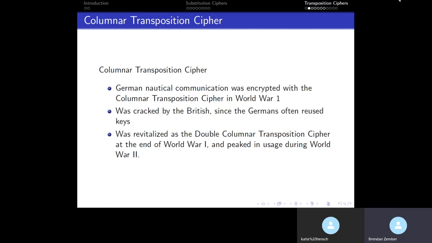So eventually, the Germans stopped using the columnar transposition cipher, but it was revitalized in World War II in the form of the double columnar transposition cipher, where the columnar transposition cipher was simply used twice with different keys. This fixed the issue of reused keys and made it a little more secure, and we see that it was used by a lot more countries during this time.